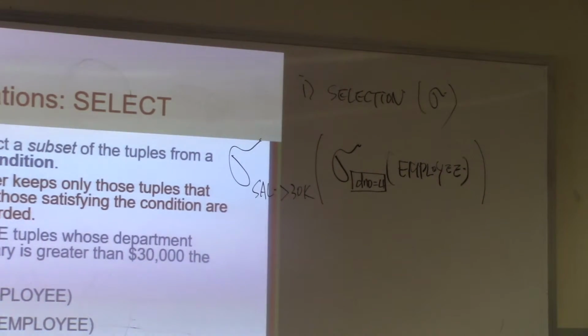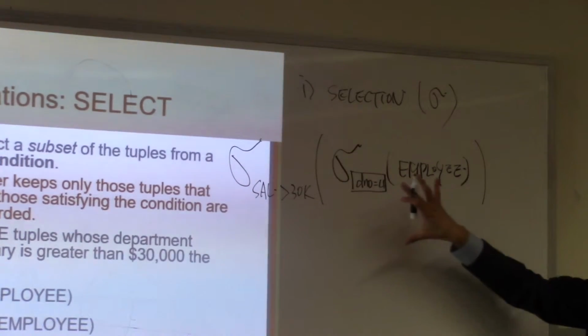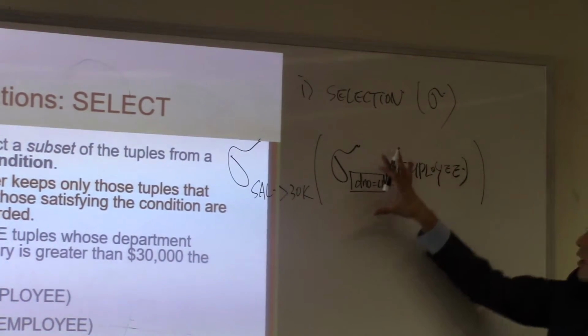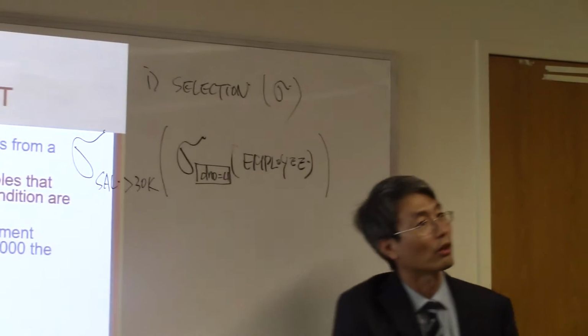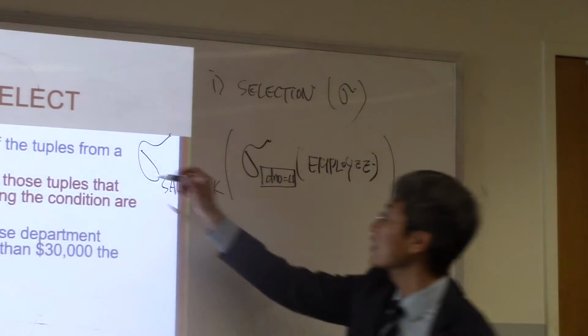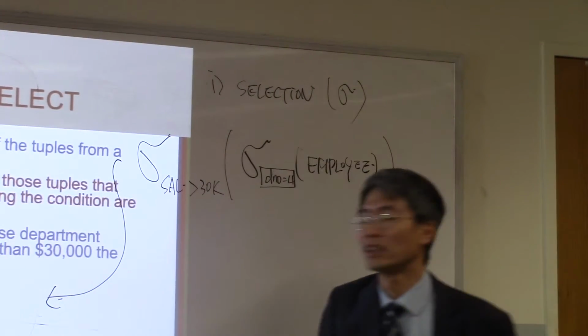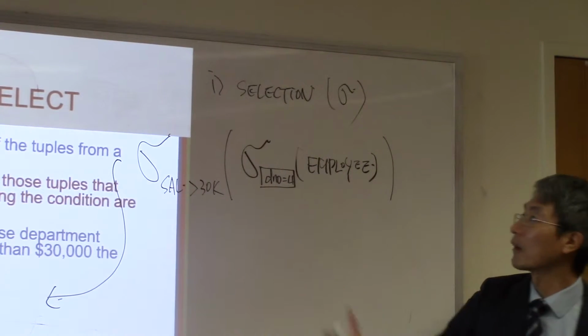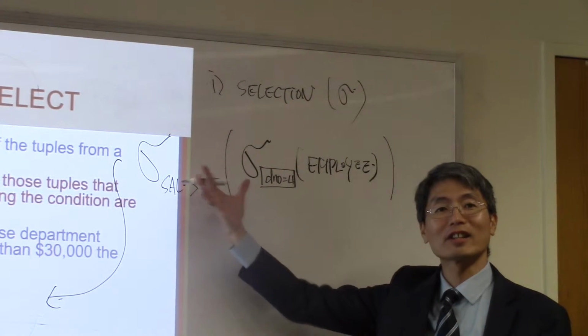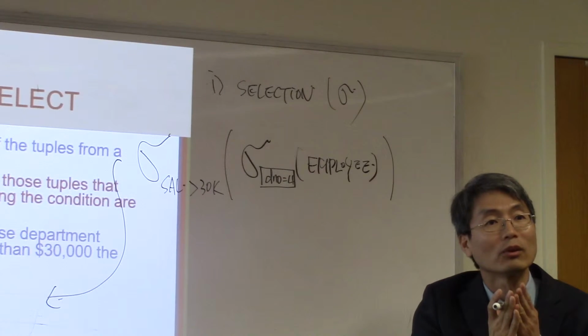Does it make sense? Yes, because it's a relation. The output of this relation can be the input of another relational operation. This is what we want. So we can use the select. But somebody already realized that in this case we can combine them into one.